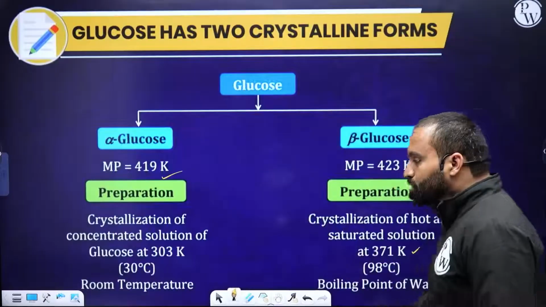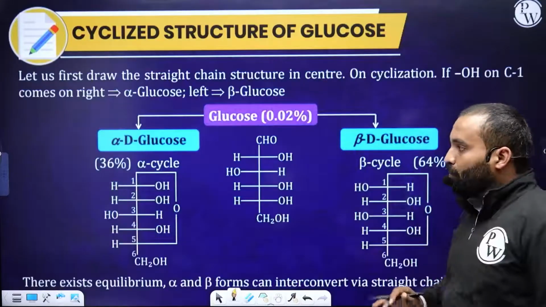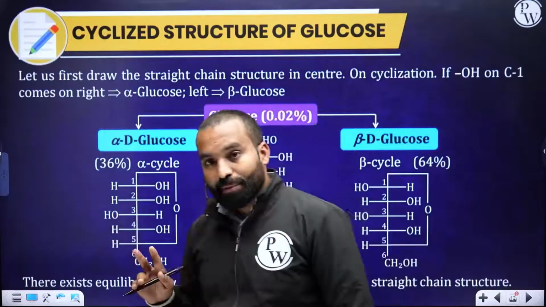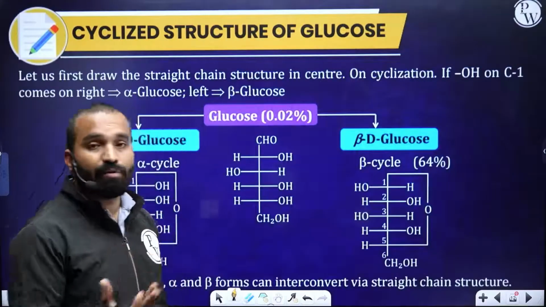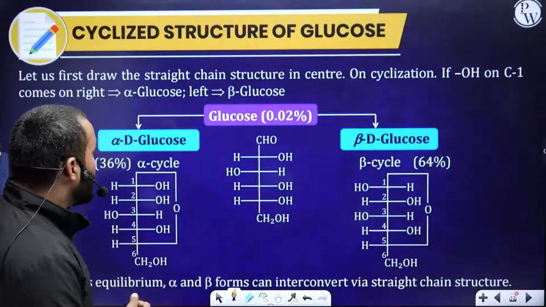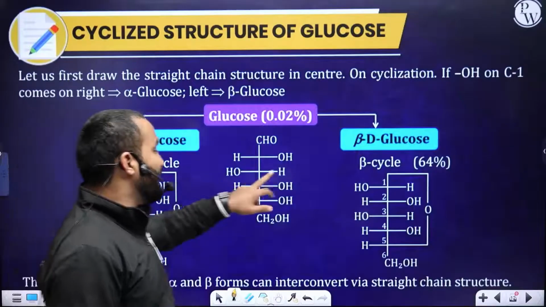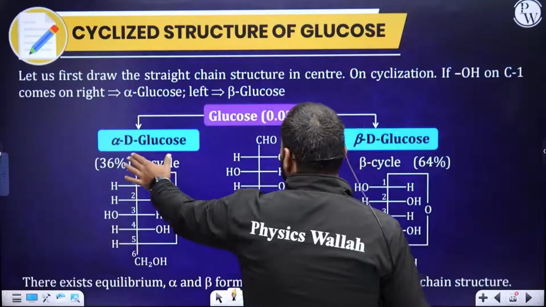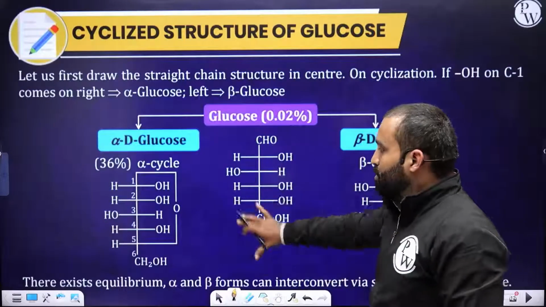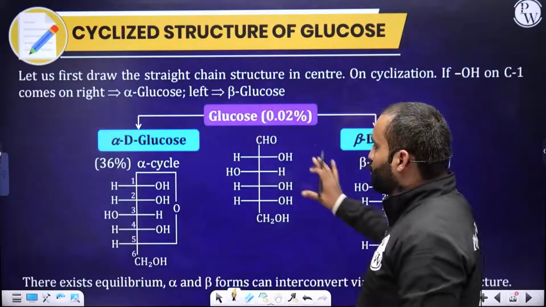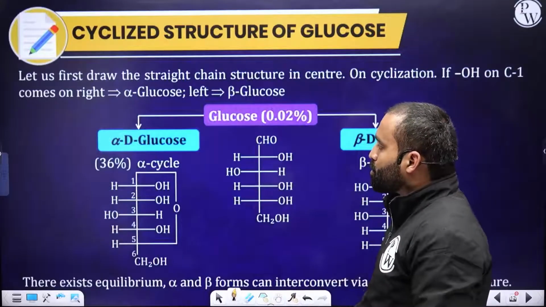You want to see the structures of alpha beta glucose? Now we can see that there are 2 types of isomers possible. Why am I saying isomers? Because the molecular formula is exactly the same. Make sure that both of them are D and D. This is also D, this is also D. The only difference is alpha and beta. So that was the structure we know so far about glucose.